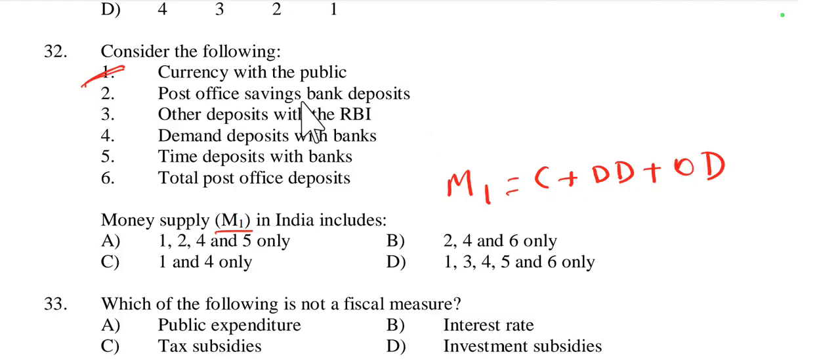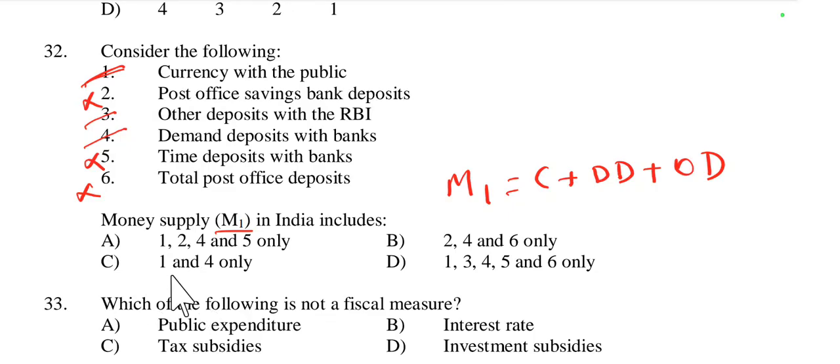Then post office savings, no, post office savings are not included in M1, they are included in M2. Then other deposits with RBI, yes, and demand deposits with banks. So option 2 is not included. Then time deposits, no, they are in M3. Then total post office deposits, no, not included in M1. So only 1, 3 and 4 are included in M1.